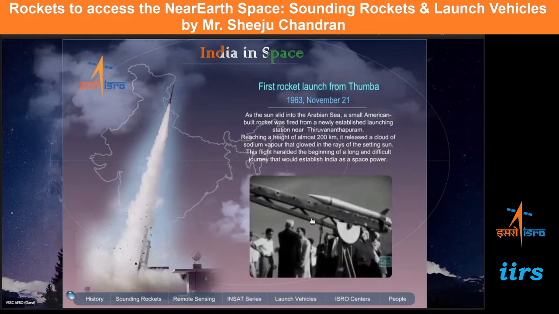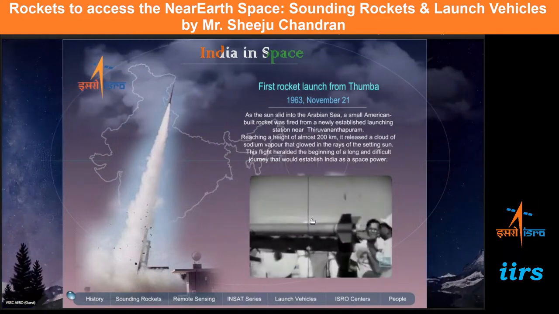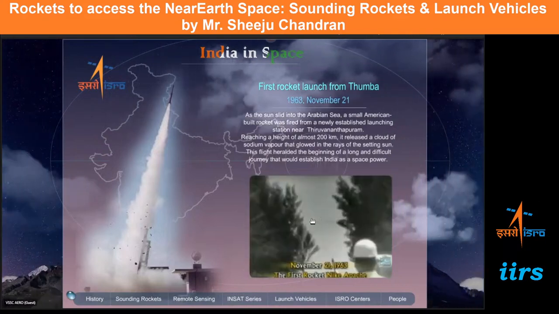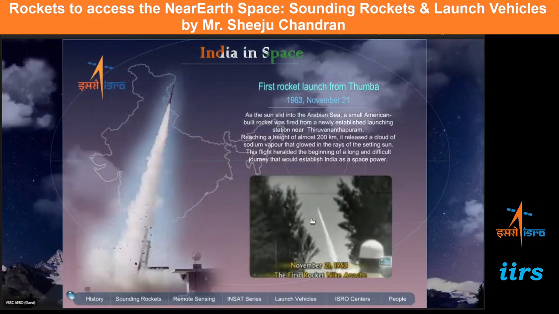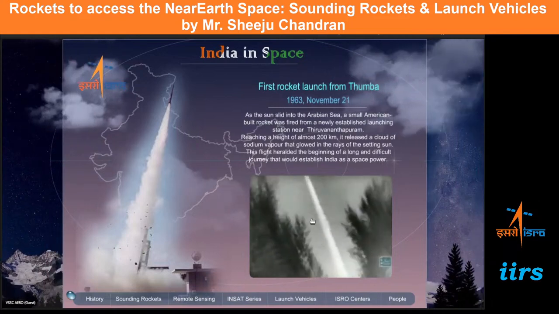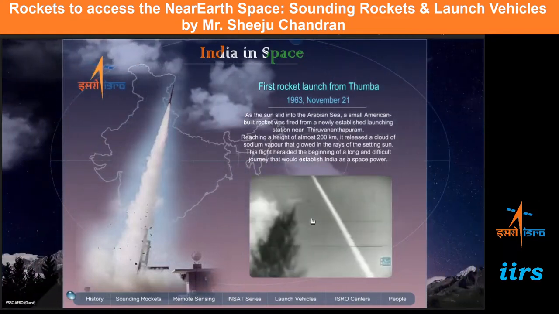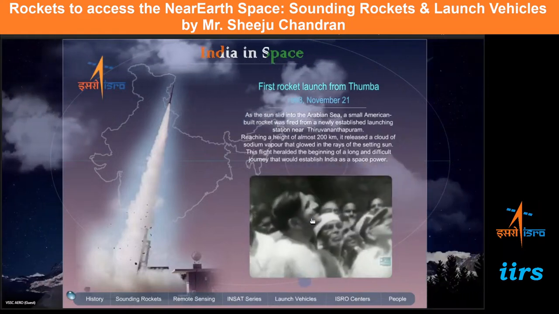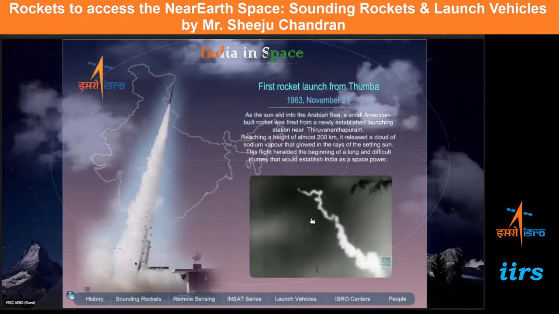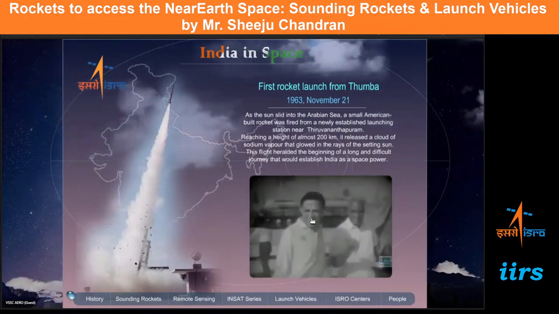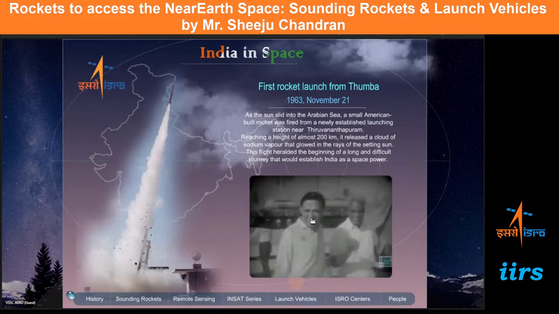You know why Tumba is selected? Because Tumba is very close to the magnetic equator. So you have a particular pattern of charged particles coming from the Earth near the magnetic equator. The way they behave is different from the magnetic poles. Okay, so Dr. Vikram Sarabhai wanted to study that, and for that he had to do some measurements at high altitudes. Okay, maybe 100 kilometers up or 200 kilometers. He wanted to do measurements.